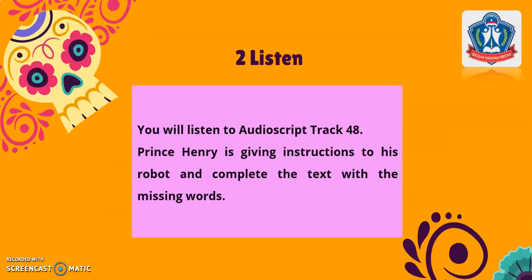For activity 2, it's listening. You will listen to audio script track 48. Prince Henry is giving instructions to his robot, and you're going to complete the text with the missing words. We will do the listening activity, children, tomorrow during our Zoom meeting.